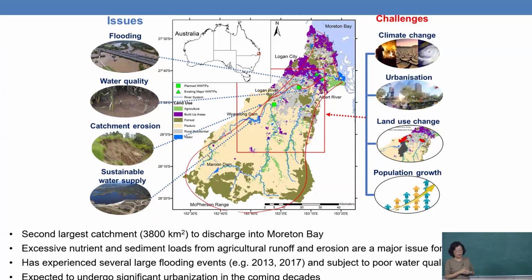But later, there were also flooding events happening over there. Because we are developing this area, we would like to know where we are able to develop residential houses. We don't want to build those properties in areas at high risk of flooding. So that's where we started to look.